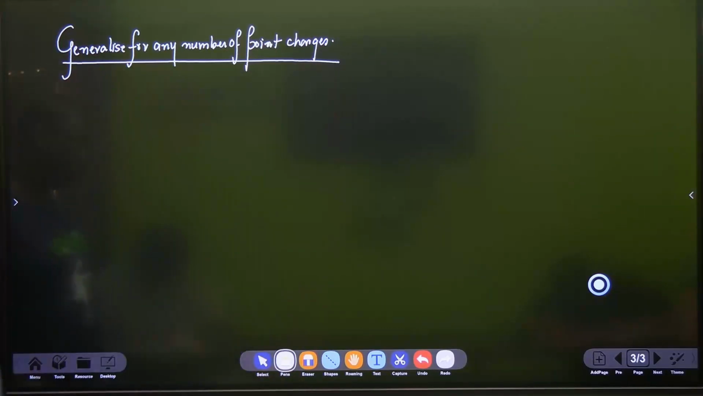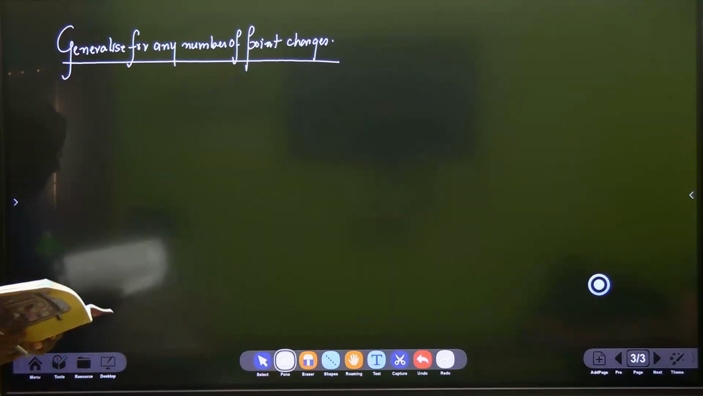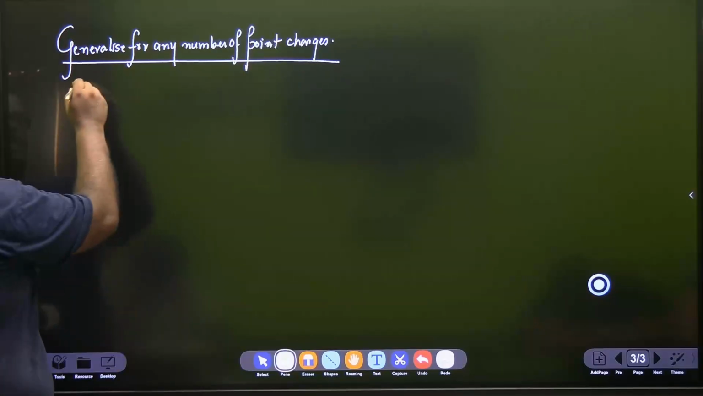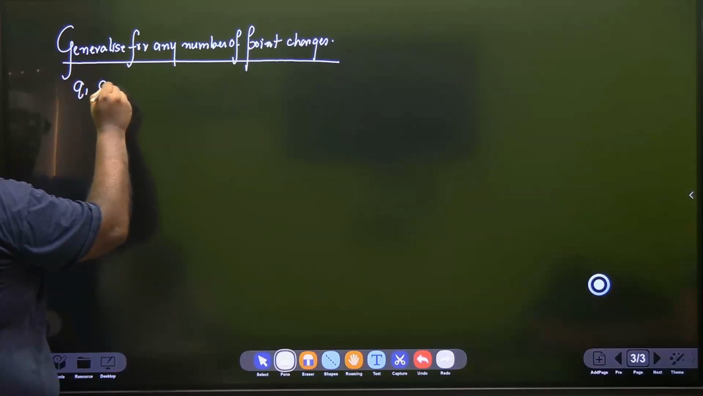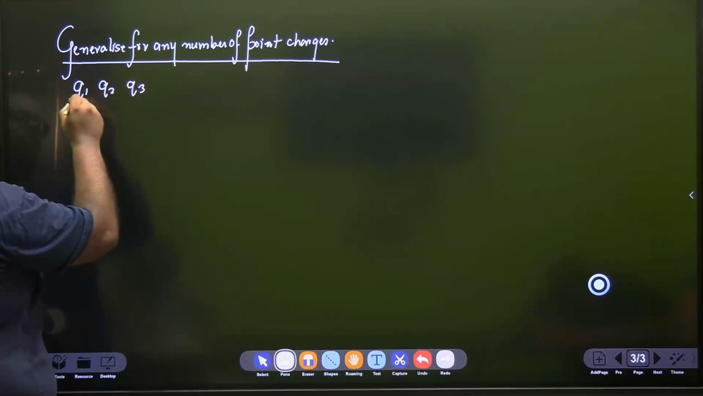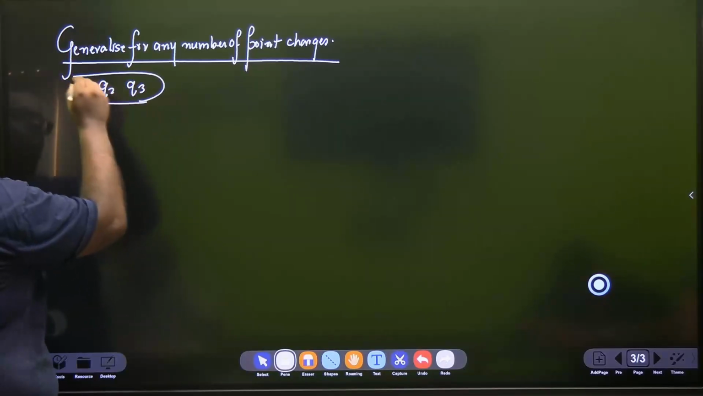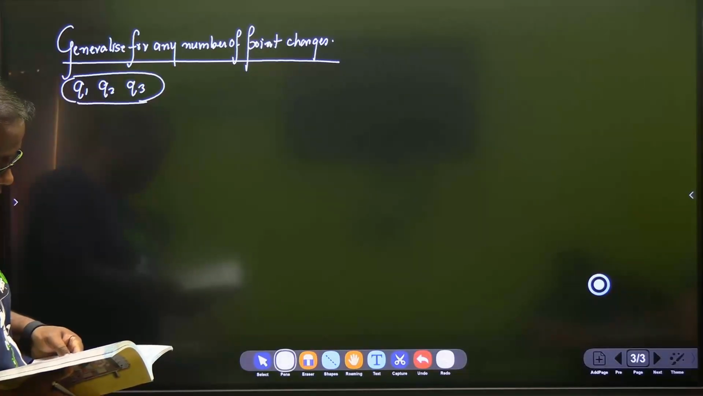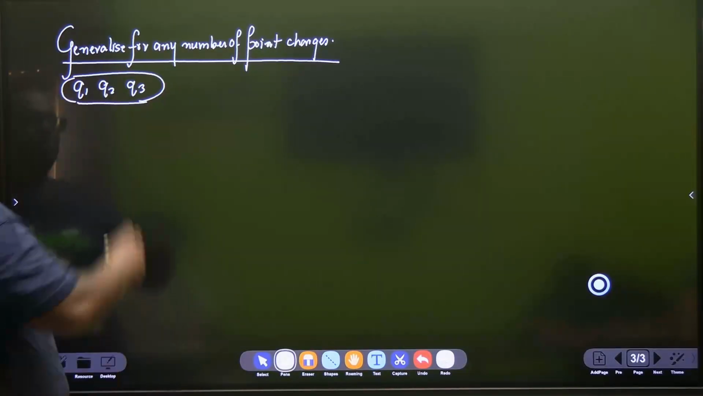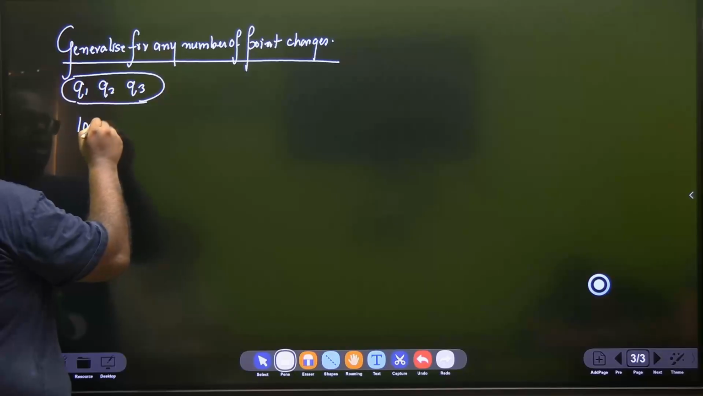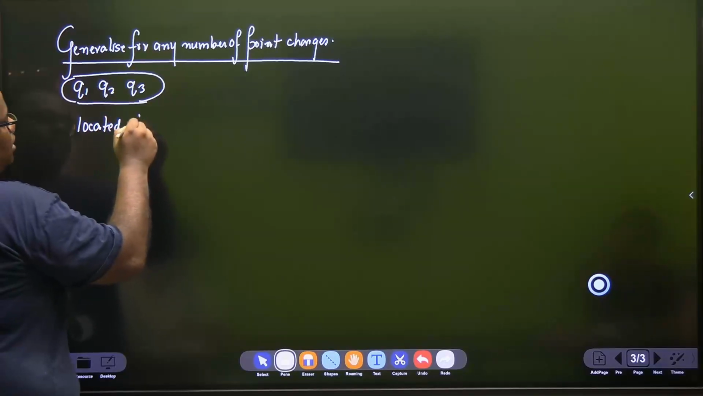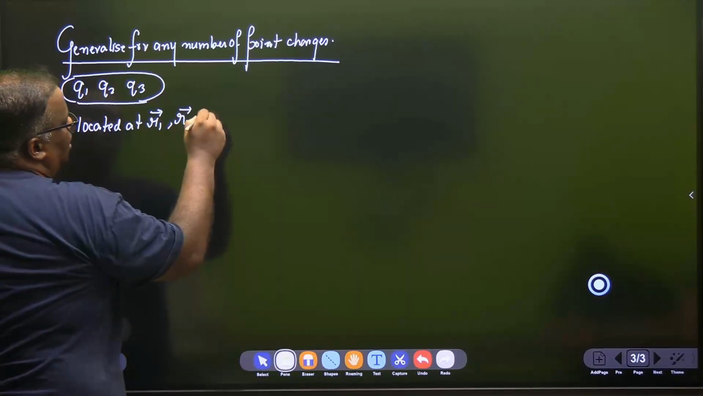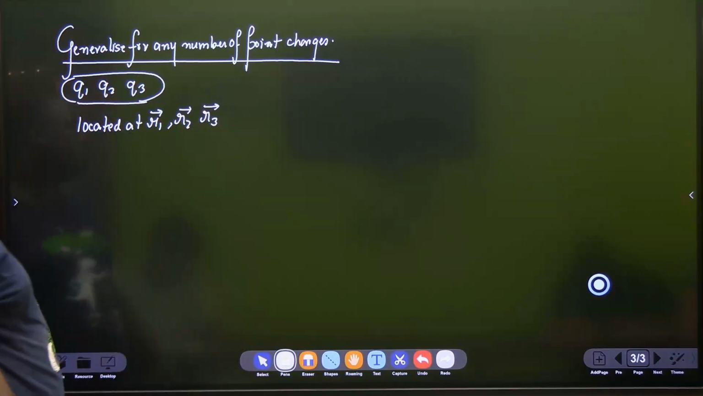We're going to generalize for any number of point charges. So we take now 3 charges, Q1, Q2 and Q3, and we will see what is the potential energy buildup due to these 3 charges. So we have Q1, Q2, Q3, and these are located at R1 vector, R2 vector and R3 vector. These are the position vectors.